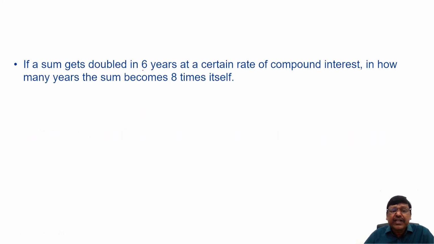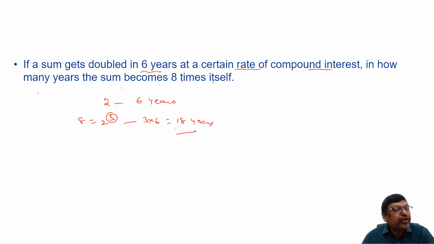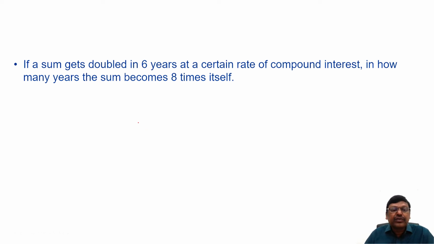If a sum gets doubled in 6 years at a certain rate of compound interest, in how many years does the sum become 8 times? It becomes doubled in 6 years. We are asking 8 times, which is nothing but 2 cube times. 2 cube means it will be 3 into 6, 18 years. Simple, no? If we know the shortcut, we can answer the question in quick time. Let's take up one more.